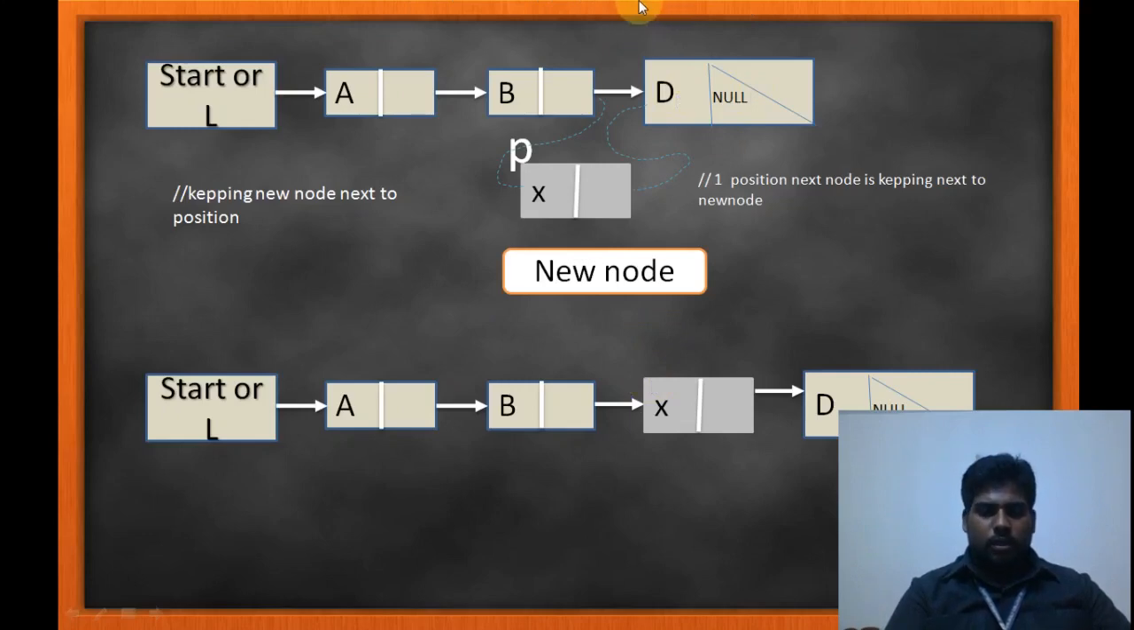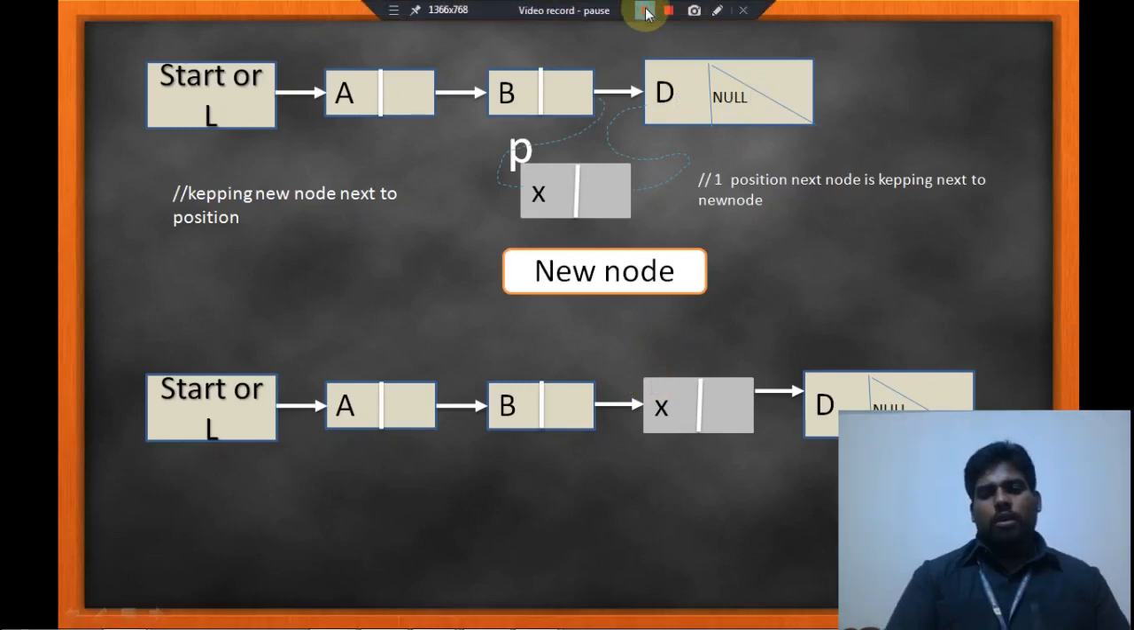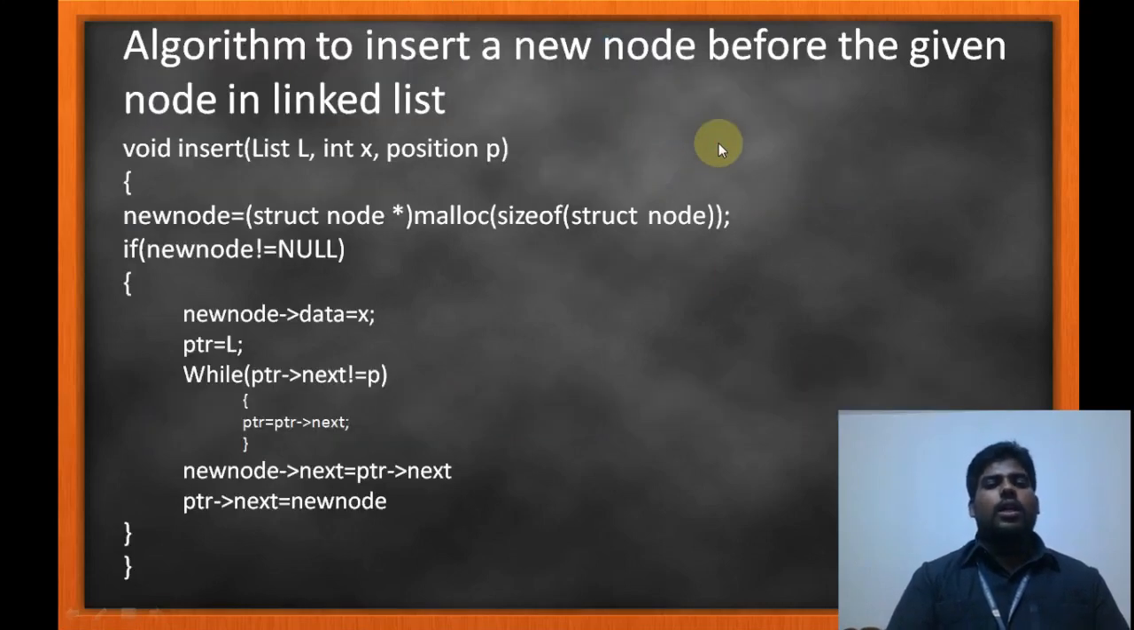The next one is insert the new node before the position. Algorithm to insert the new node before the given position. So here I am using a function void insert. Again the list is L, x is the value, P is the position. For the new node we create the memory. I am checking whether the memory got created.